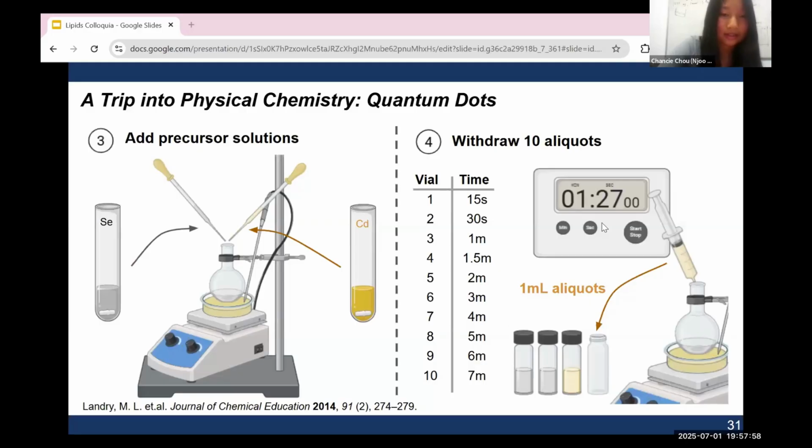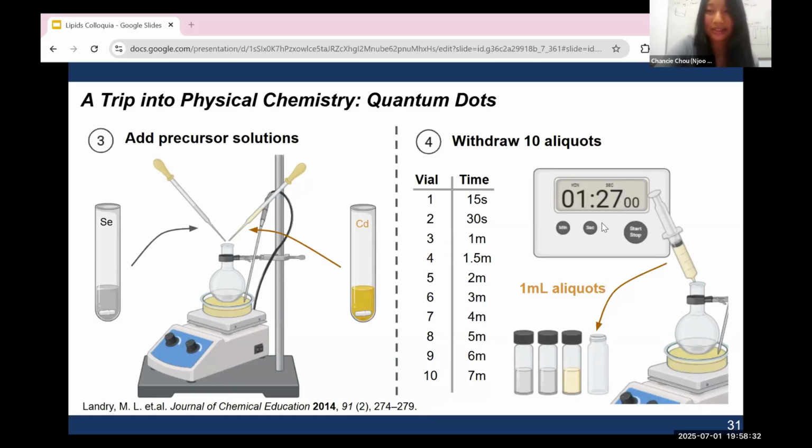So after the growth solution is heated enough, then we can add in our precursor solutions. We do this by pipetting 1 ml of the selenium and cadmium solutions at the exact same time. And as soon as these precursor solutions are added into the flask, a selenium and cadmium complex starts forming, so we immediately start the timer. Then at the time points that we have pictured on the table, we withdraw 10 different 1 ml aliquots.